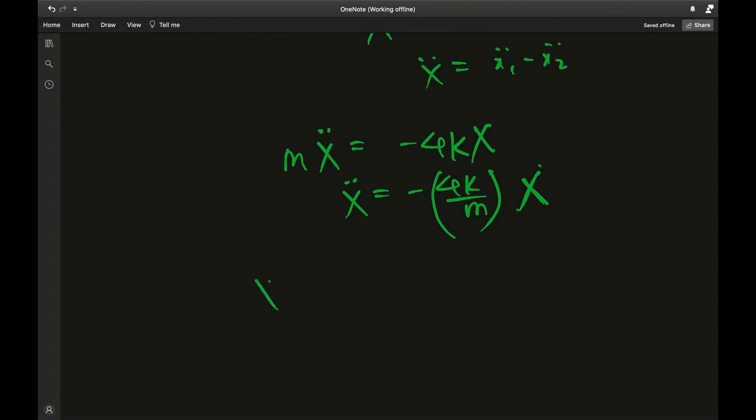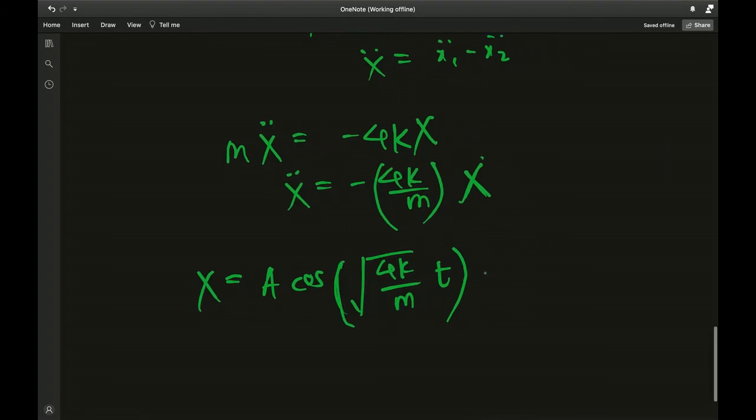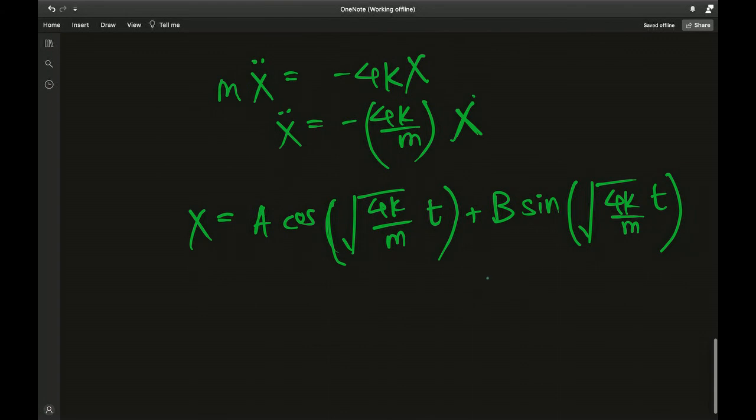The solutions for this differential equation are some cosine, so call that a times cosine of square root 4k over m times t, because it's a function of time, and also a sine, because we could write the cosine individually or the sine individually, but since this is a linear differential equation, we prefer to have the general solution written as a linear combination of individual solutions. And then we can impose the initial conditions like we always do.